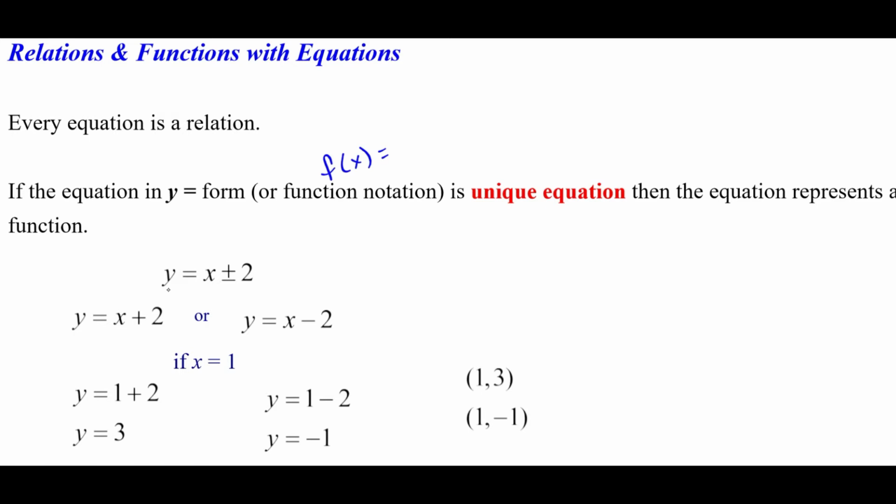So in this first example here, we have y equals x plus or minus 2, which really means y equals x plus 2 or y equals x minus 2. So then if we plug in x equals 1, we could get y equals 3 or y equals negative 1. So this equation gives us the point (1, 3) and the point (1, negative 1). So for the same x value, we're getting two different y values. So this tells us that this is not unique, and therefore this is not a function.